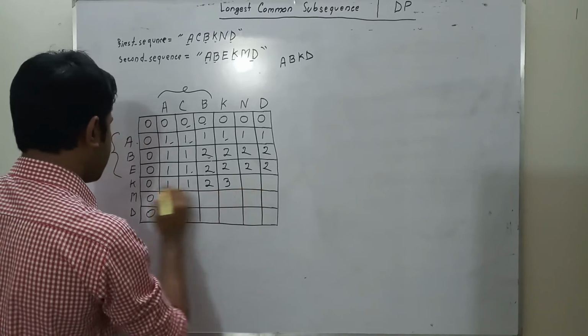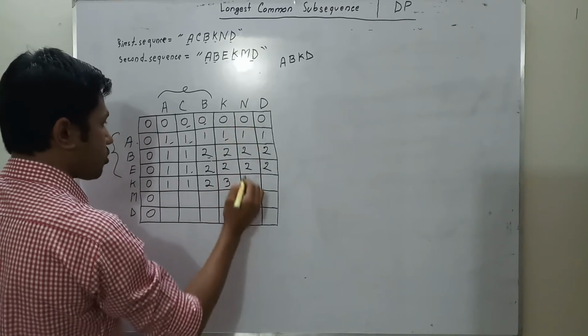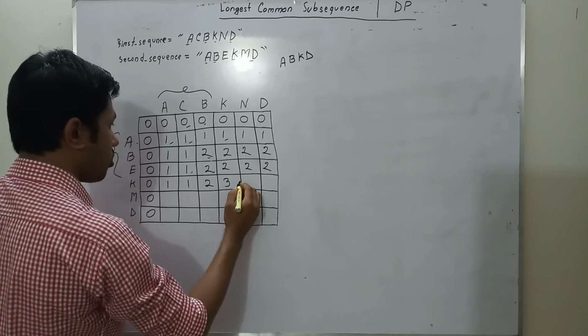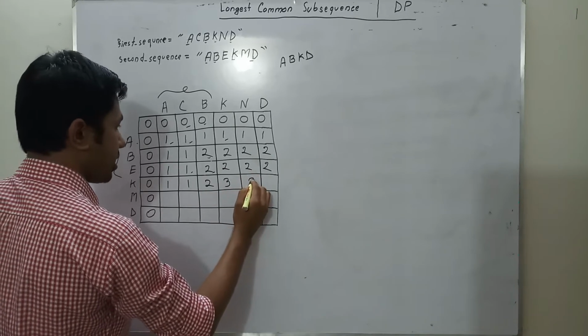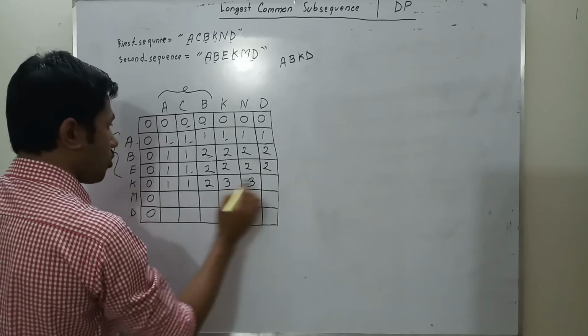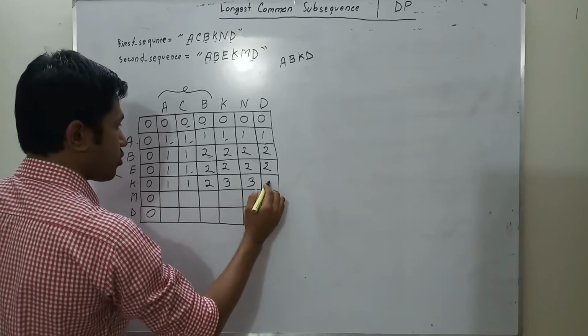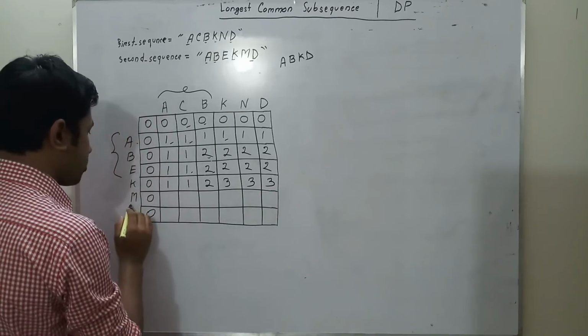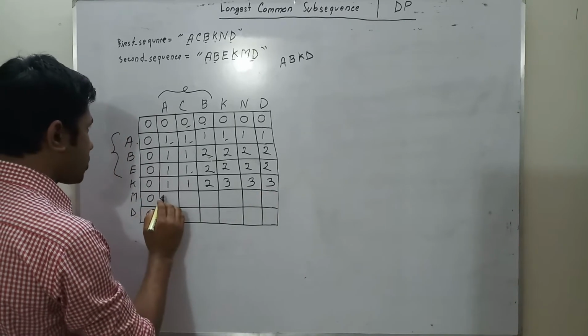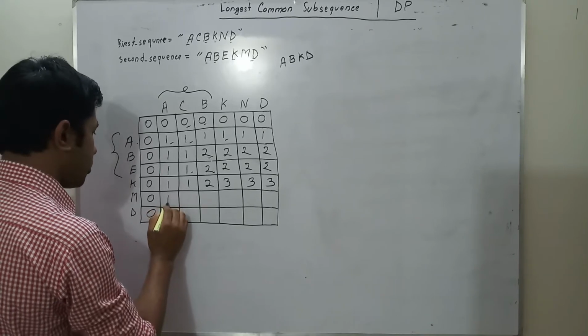The value of this field, K didn't match with N, so the value of this field will be the maximum value of this row, 3, or the maximum value of this column, 2, equal 3. K didn't match with D, so the value of this field will be 3. Now for this row, here M didn't match with A, so the value of this field will be 1.